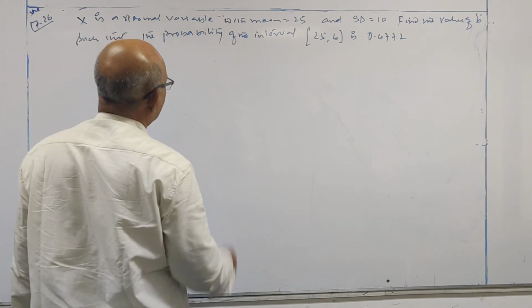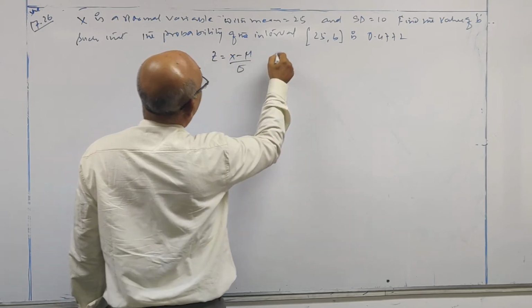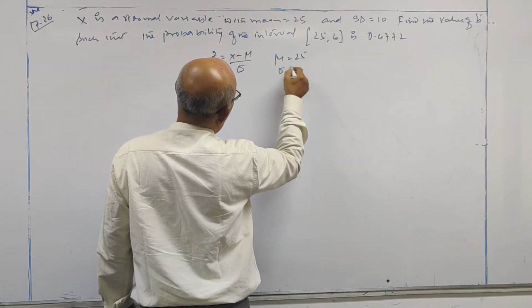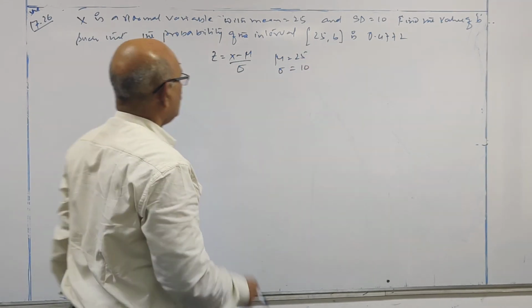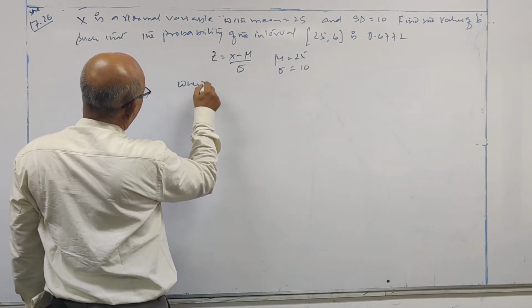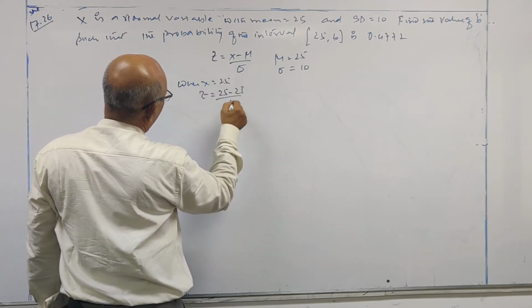Okay. z is equal to (x minus mu) by sigma. Mu is equal to 25, standard deviation is 10. Let us take these two values. When x is equal to 25, z is equal to (25 minus 25) by 10, which is 0.